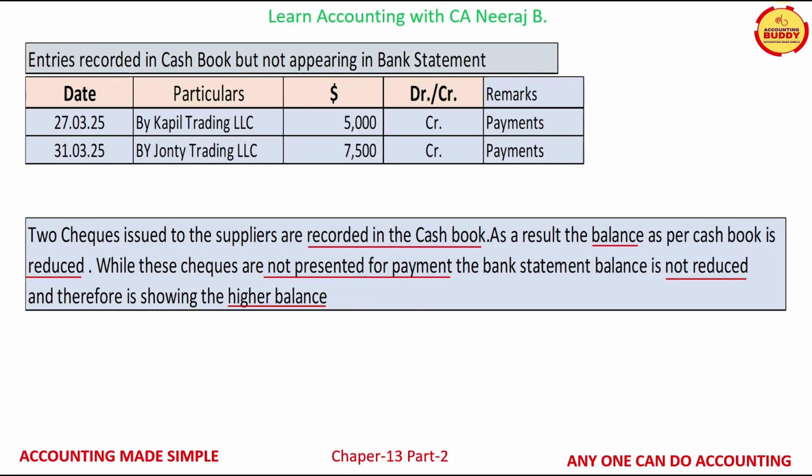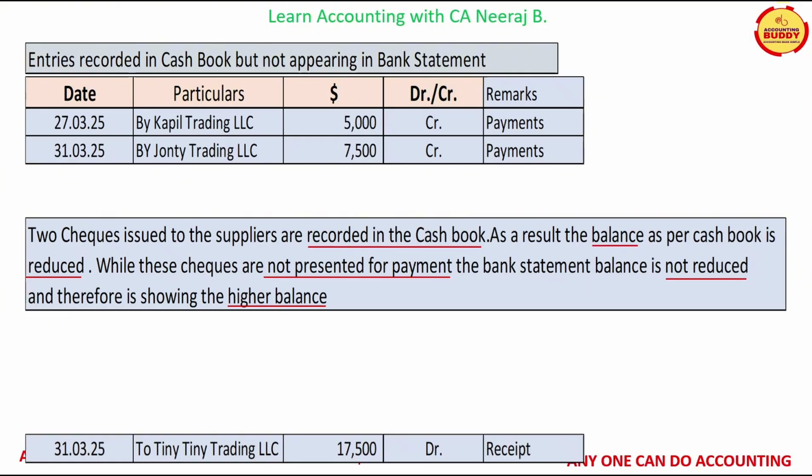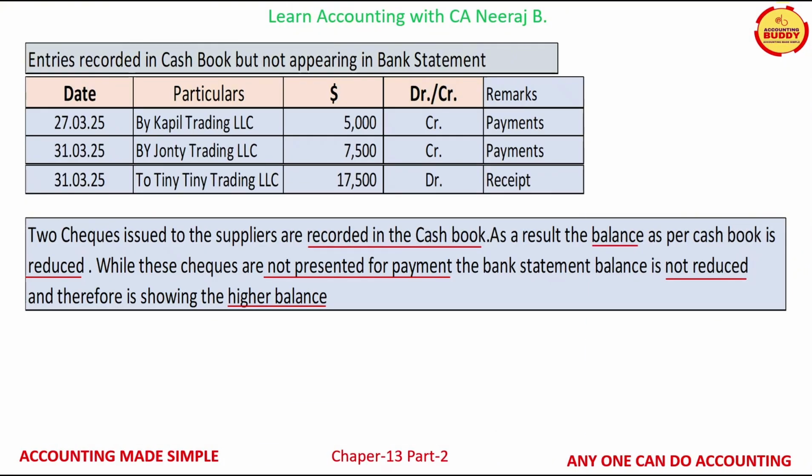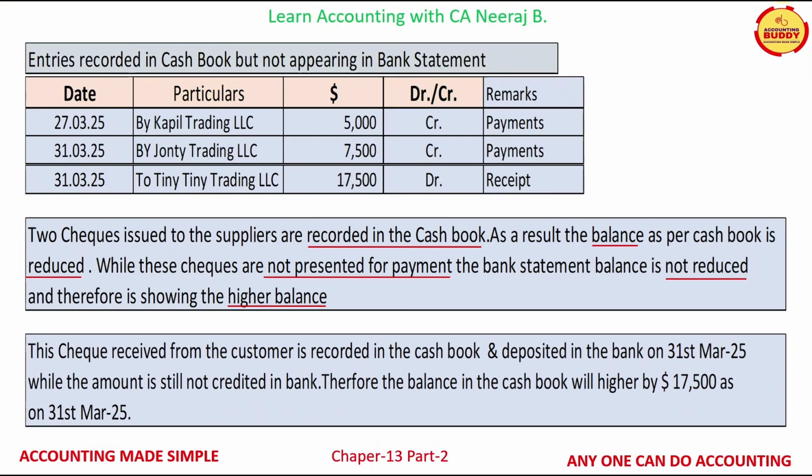therefore, the bank statement balance is not reduced and thus it is showing a higher balance. On 31st March, the business received a check for $17,500 from a customer and the same is recorded in the cash book and also deposited in the bank as on 31st March 25, while the amount is still not credited in the bank. Therefore, the balance in the cash book will be higher by $17,500 as on 31st March 25.